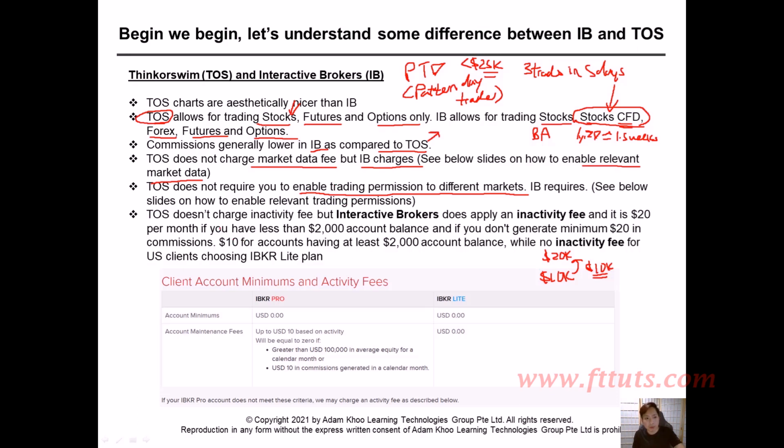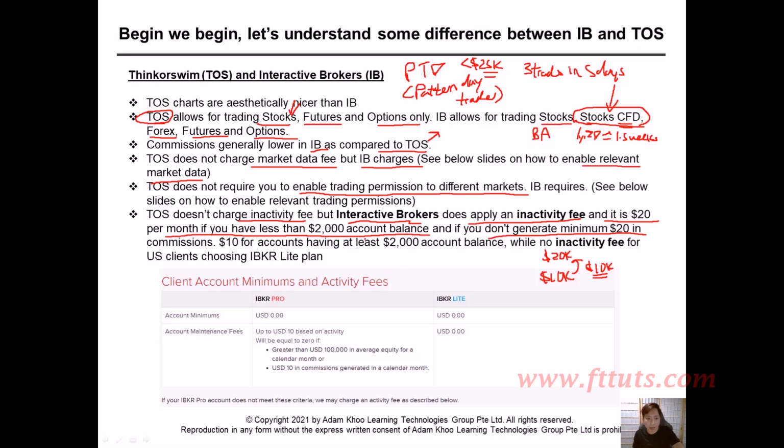Okay, so TOS does not charge an inactive fee, but IB does charge an inactive fee, and that's about $20 a month if you have less than 2K in your account and don't generate a minimum of $20 in commission as well. If you generate a minimum of $20 and you have $2,000 in your account, generally Interactive Brokers will not charge this $20. So these are some of the things that you need to take note of.